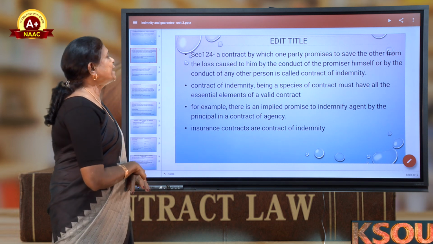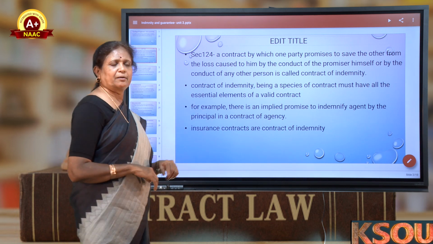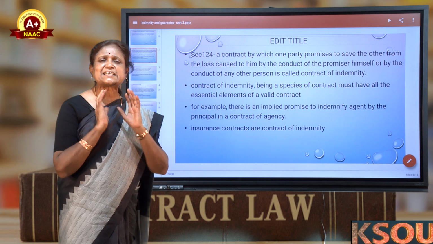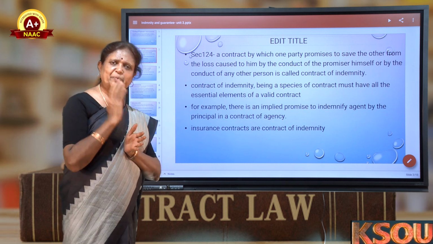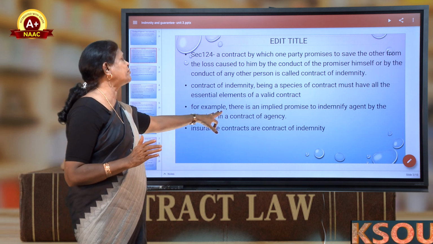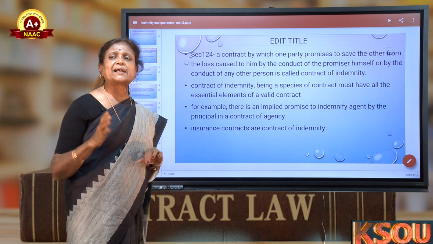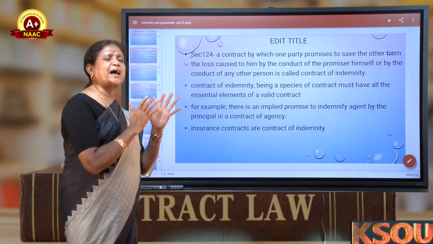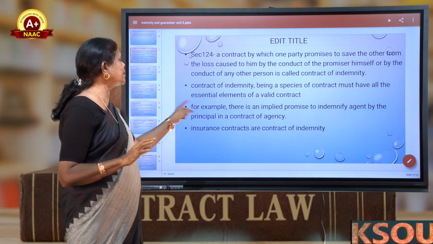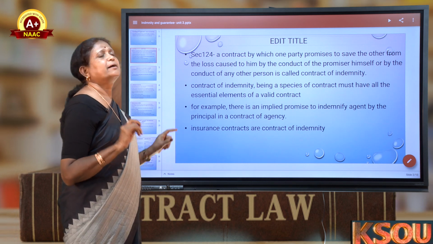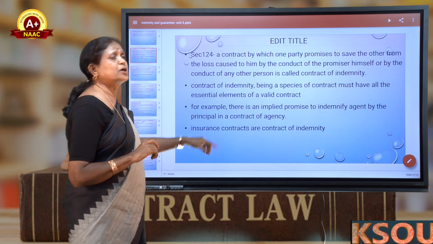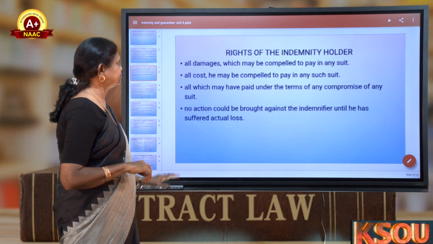There is an implied promise to indemnify an agent by a principal. It is not only the contract of insurance but also the contract of agency. In a contract of agency, an agent is appointed by the principal, so whatever act is done by the agent will be indemnified by the principal. That means the act of the agent is as good as the act of the principal. So any contract of agency is nothing but a contract of indemnity, and an insurance contract is also a good example of this.